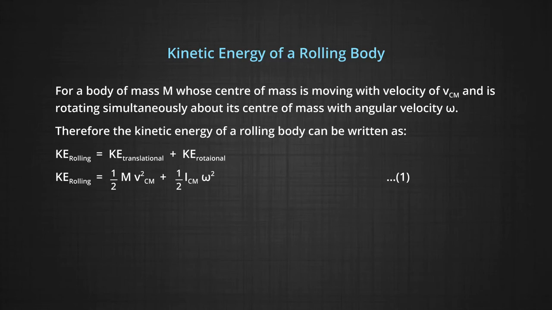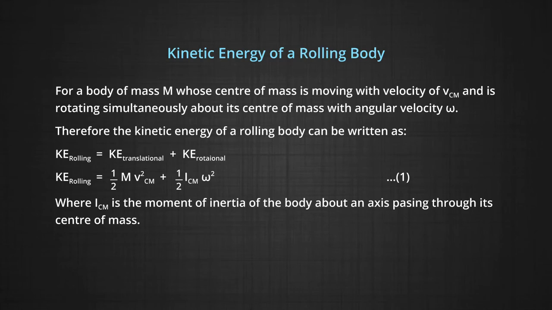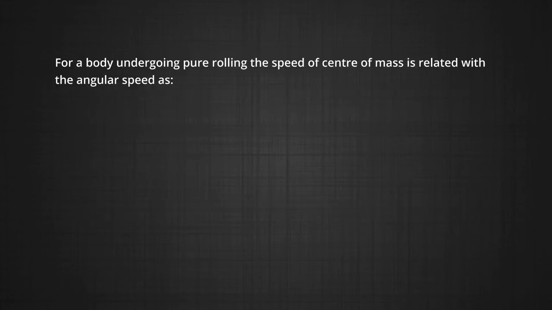This gives us equation number 1, where Icm is the moment of inertia of the body about an axis passing through its center of mass. And for a body undergoing pure rolling, the speed of the center of mass is related to the angular speed as Vcm is equal to r omega.